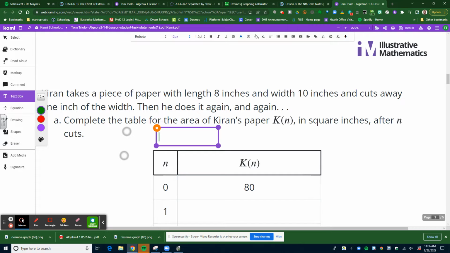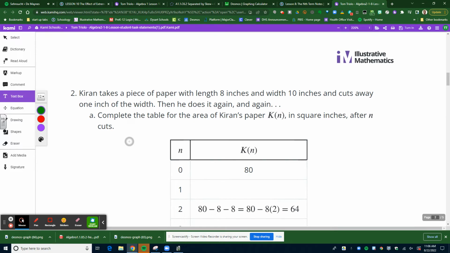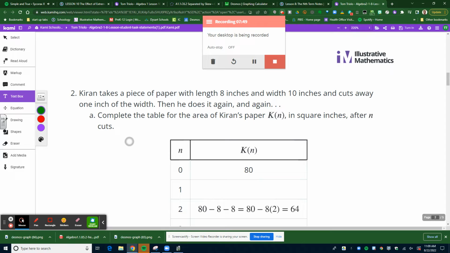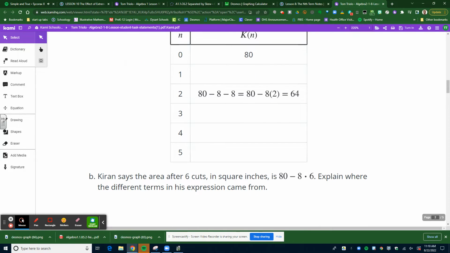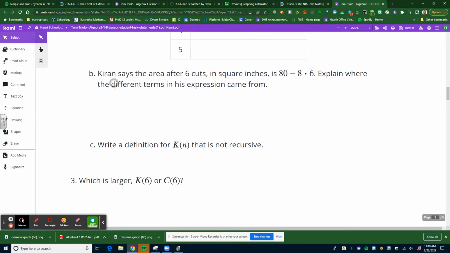Changing the scenario. We have Kieran. Instead of cutting in half, read what it says, and then we'll see if you can fill in the table. Since we're cutting off a 1-inch width strip, see now if you can fill this in, and if you filled this in already, great. For part B, explain what each number means in English, and then for part C, you're going to write the explicit rule that follows along with what's going on, and then lastly, you're going to compare this to what we did before and figure out which number's bigger.